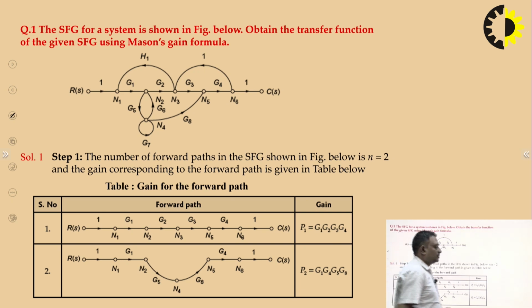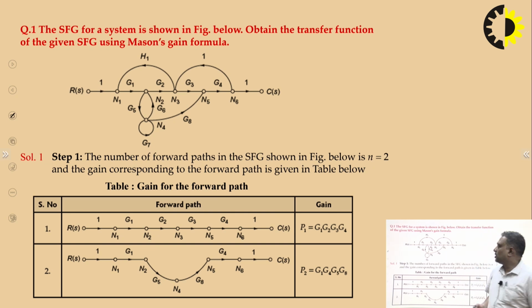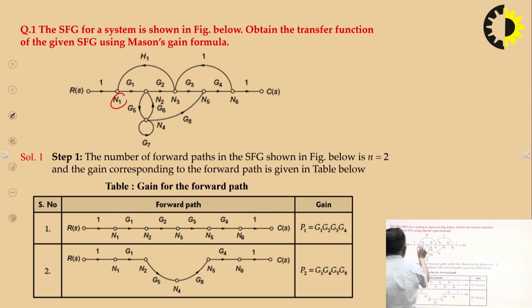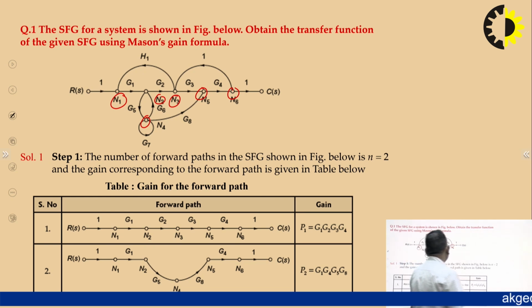Now if you see this problem, we have 1, 2, 3, 4, 5, and 6 nodes. Now we have to check how many forward paths there are. Here we can see the first forward path that we can take as 1, G1, G2, G3, G4. It connects N1, N2, N3, N5, and N6, and the gain corresponding to it is G1, G2, G3, G4.